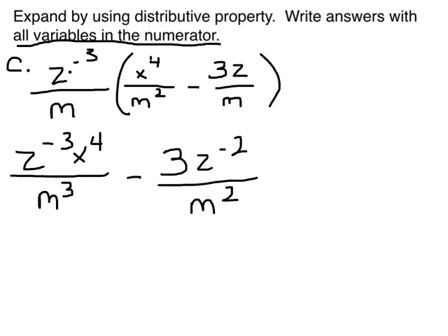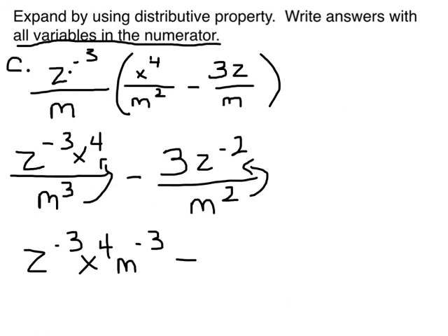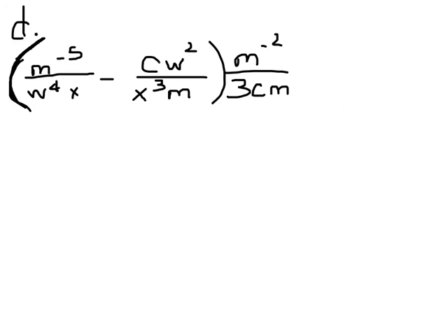But everything is not in the numerator, so this has to come up and this has to come up, leaving me with z to the negative third, x to the fourth, m to the negative third, minus 3 z to the negative second, m to the negative second. And finally, our last one, don't let it throw you that this is over here on the right-hand side rather than the left. You're still going to do the same thing.